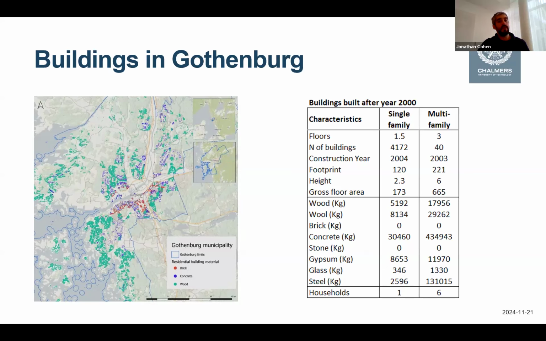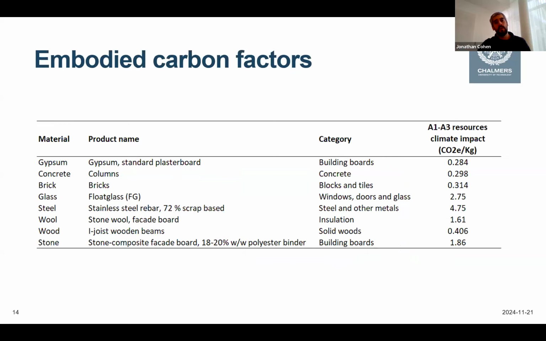And then within the buildings of Gothenburg, we managed to extract the materials that were embodied in each of these buildings. And this is an example of a single family unit and a multifamily unit. And this is what we're going to use for future constructions in terms of material needs. And then within these 8 materials, such as wood, wool, brick, concrete, glass, etc., we made an association regarding the embodied carbon that these materials have based on national statistics.